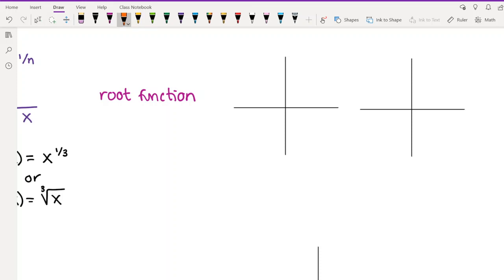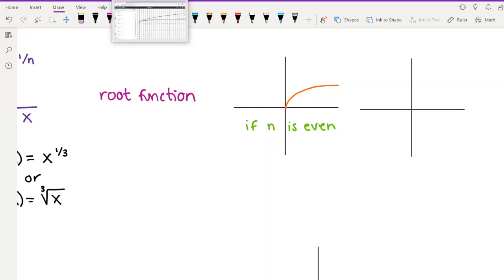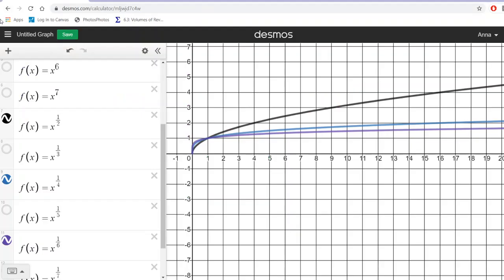And so what we just saw is that if your n value is even, then your graph is going to look something like that. It's going to look kind of like half of a sideways parabola. Okay, so what about if n is odd?